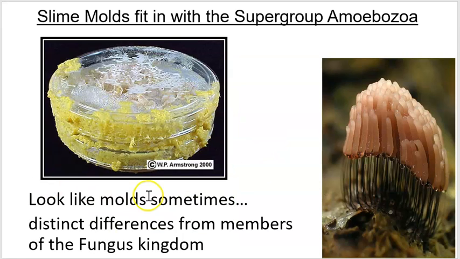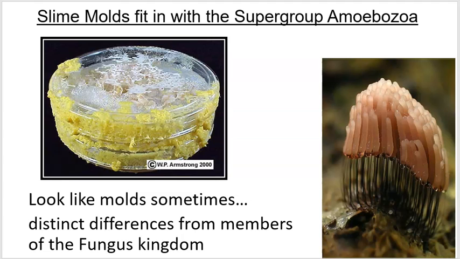Here we can see some examples. This is a slime mold, so it does look like a mold. If you look at this thing over here, really funky structure. It looks kind of slimy, but it's also mold-like. But there are some distinct differences from members of the fungus kingdom that cause the slime molds to get reclassified. Again, there's that genetic difference that we can see when we look at the phylogenetic tree.